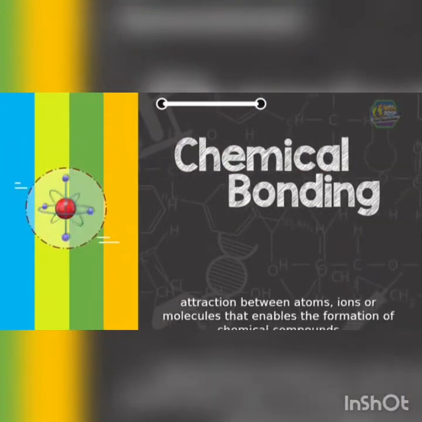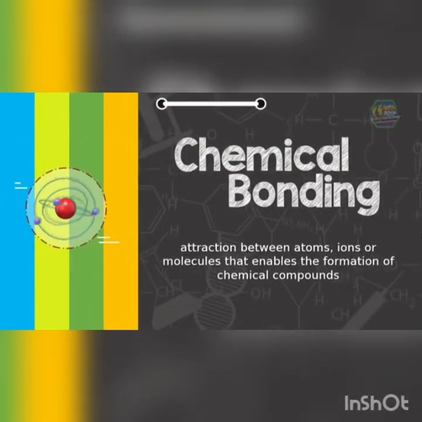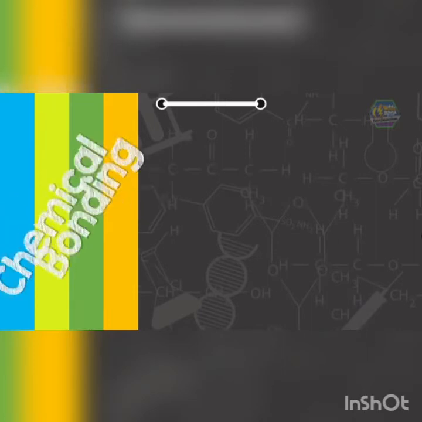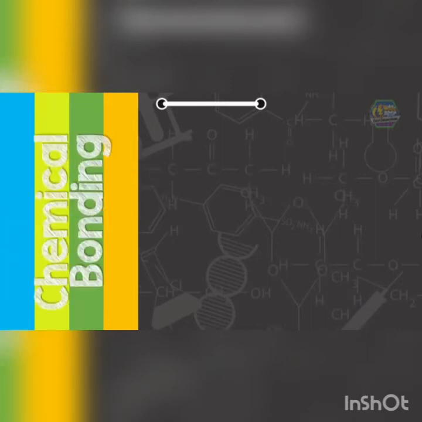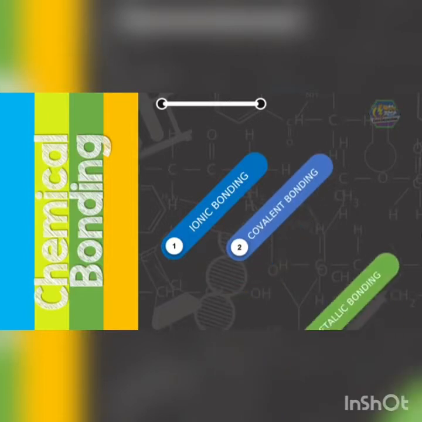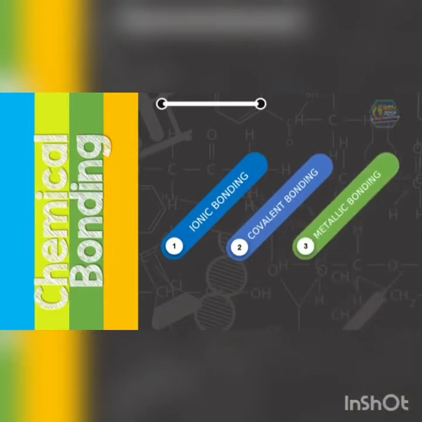Basically, chemical bonding is the attraction between atoms. Ions are molecules that enable the formation of chemical compounds. There are three common types of chemical bonding. These are ionic bonding, covalent bonding, and metallic bonding. Let us discuss the types of bonding one by one.